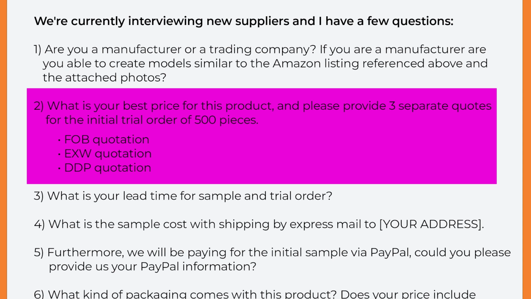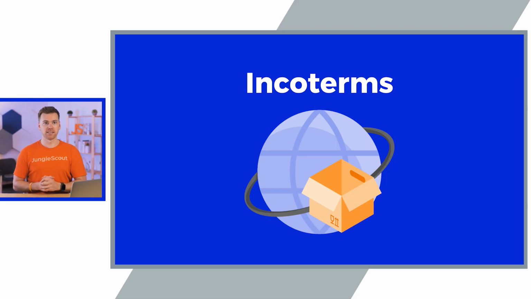Back to the template, ask the supplier for their best per unit price if you were to place an order for, say, 500 units. Except you want to ask for 3 separate quotes here, and these are very important. These are called Incoterms. It's really important to know what these mean, so I'm going to help explain these in the simplest way I can.